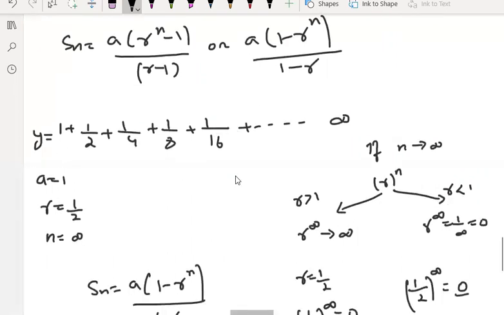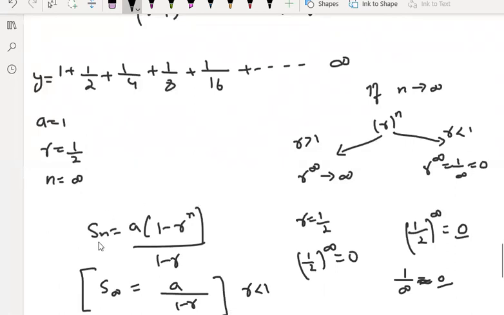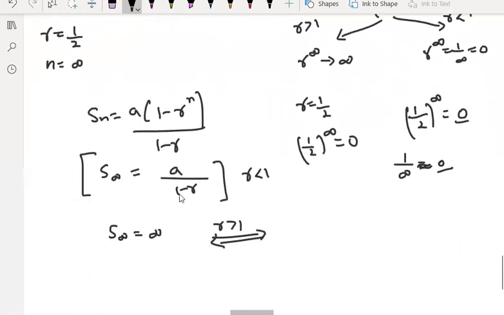So if we see the formula of Sn, R to the power n will become 0 if R is less than 1. So we will be having the formula S infinity is equal to A by 1 minus R. But if R is greater than 1, then the numerator will be infinity. So S infinity is infinity, when R is greater than 1.